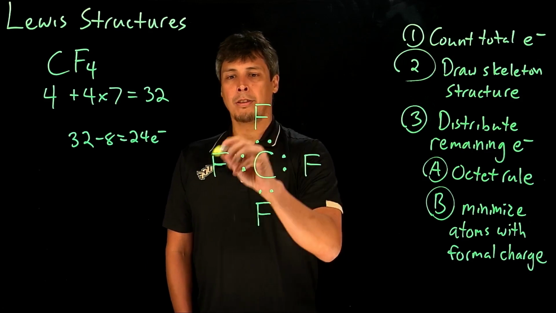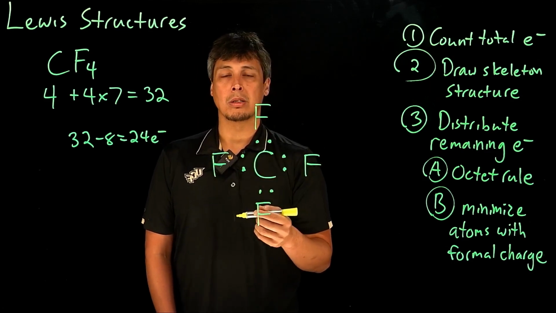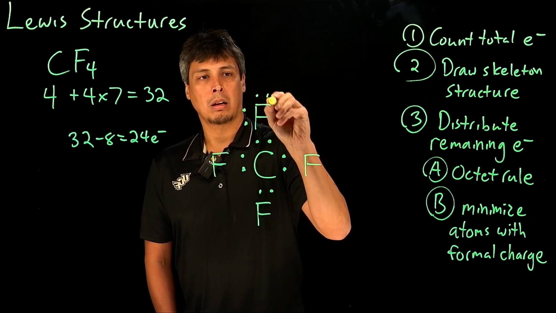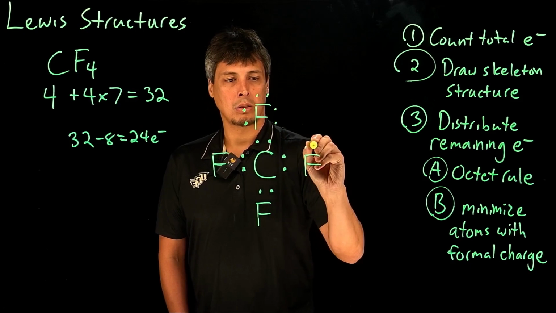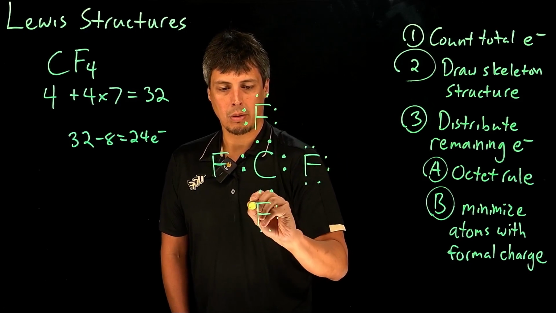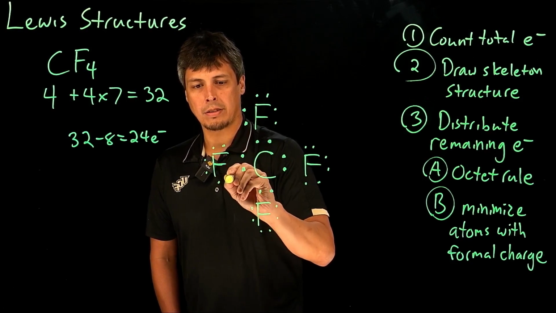We have 4 fluorine atoms and 24 electrons, so that means we can distribute 6 electrons to each fluorine atom. 1, 2, 3, 4, 5, 6 on each one.